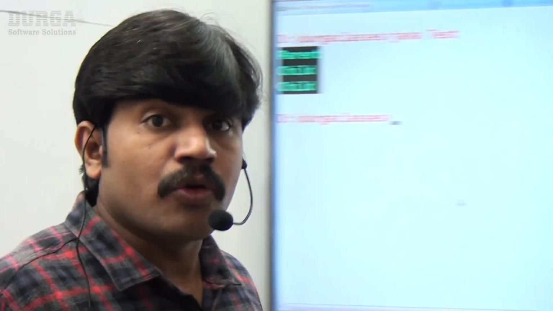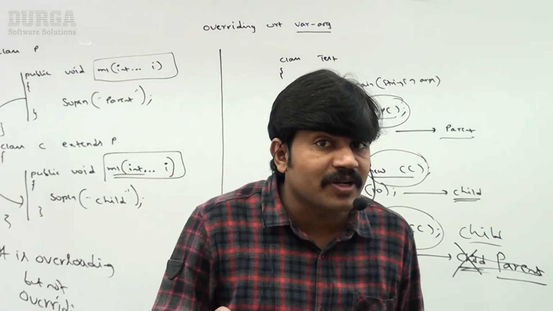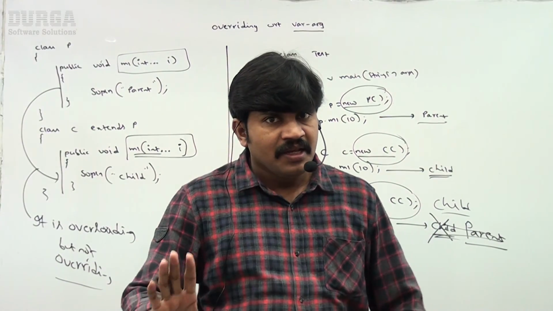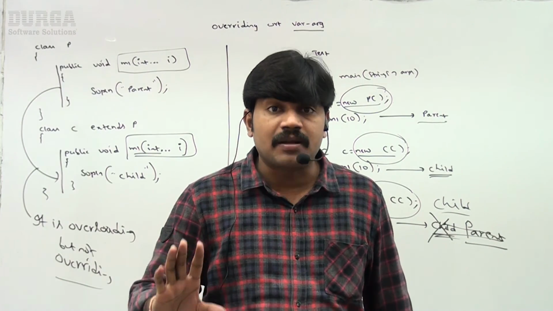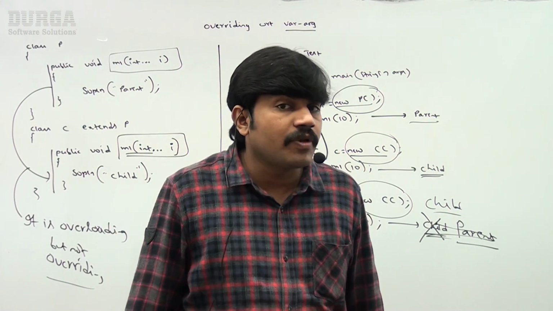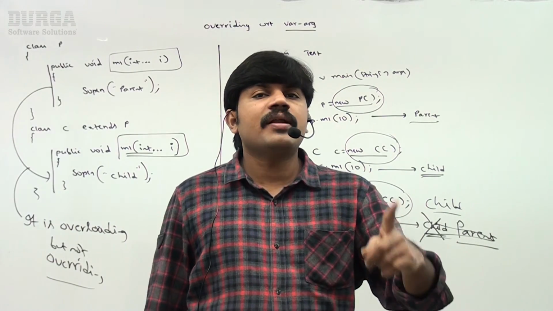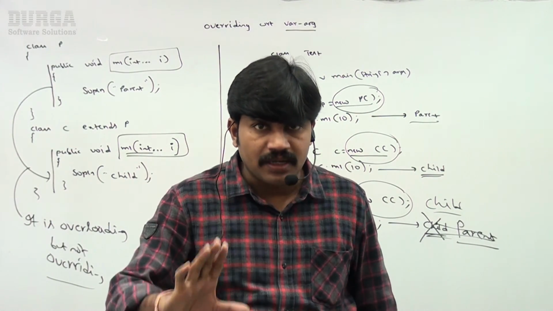So this is the rule you should be aware of with respect to vararg methods. Clear? Let me repeat. We can't override a vararg method with a normal method. If you try to override a vararg method with a normal method, it will become overloading. A vararg method you should override with a vararg method only. Clear?